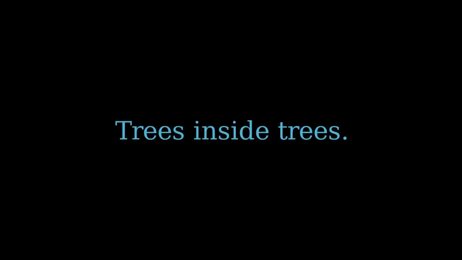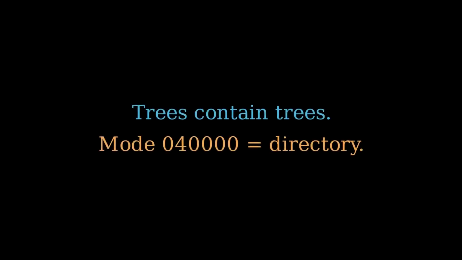Trees inside trees. But how deep can it go? 5 levels, 10, 20. The answer stays the same. Next, we find out. Recap. Trees can contain trees. The mode 040 marks a directory, and Git's object graph is recursive by design. We saw it work for 1 level, but real projects are deeper. 5 levels, 10, 20. How does Git handle that?